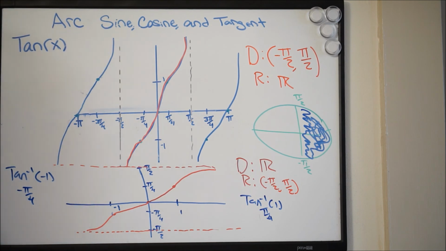All right, so that is inverse sine, cosine, and tangent, or in other words, arc sine, cosine, and tangent. All right, and that is it.